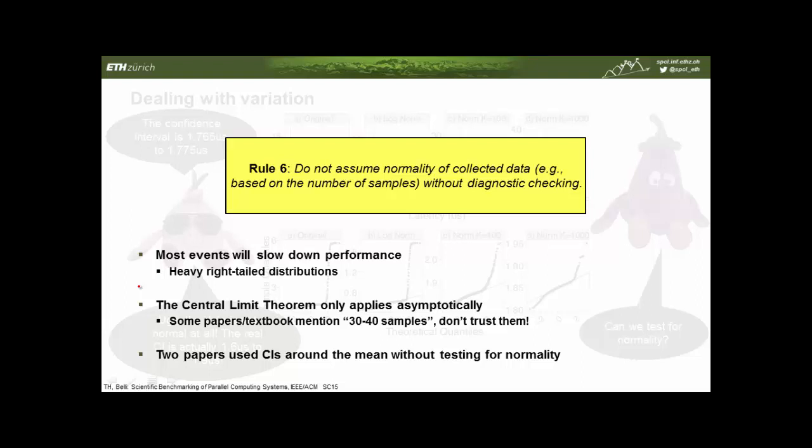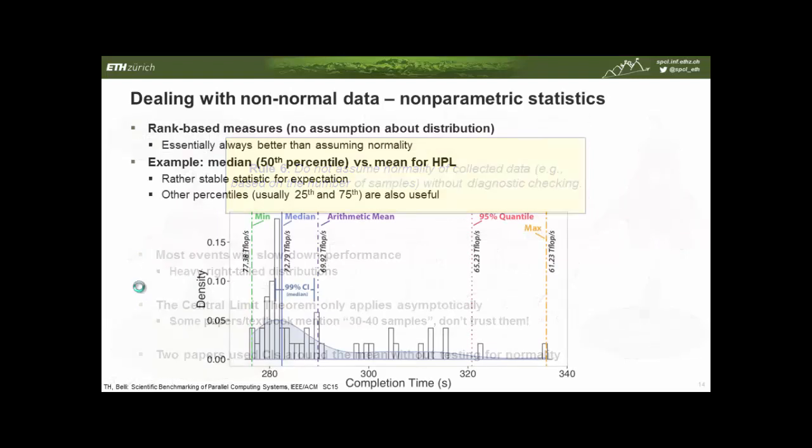And even worse, you must understand that the central limit theorem, which many learn in basic school, only applies asymptotically. If you sum up an infinite series of these measurements, you will get to normality, but nobody measures infinitely often. And then there are some papers and textbooks that say, if you do 30 to 40 samples, it's good enough. And it's not, for many examples. So here there's a problem.